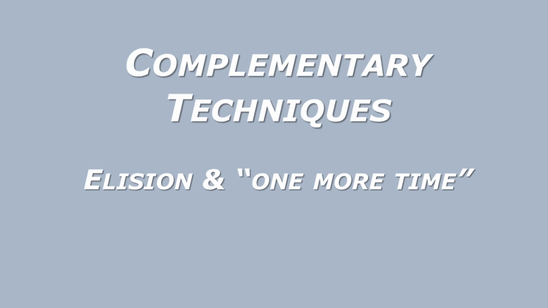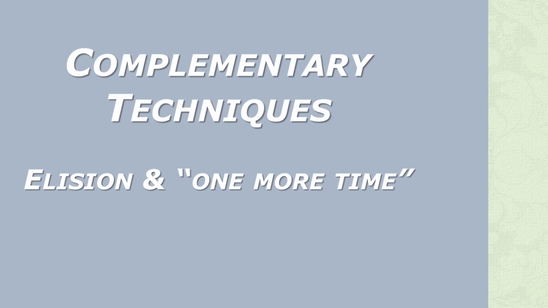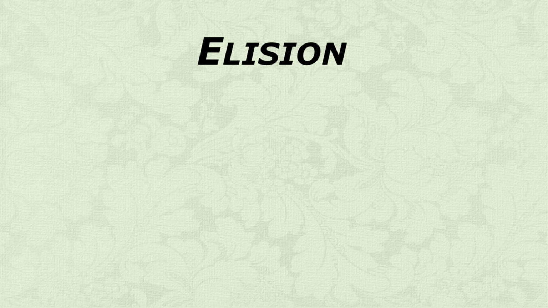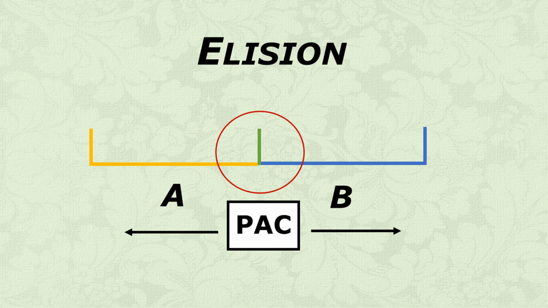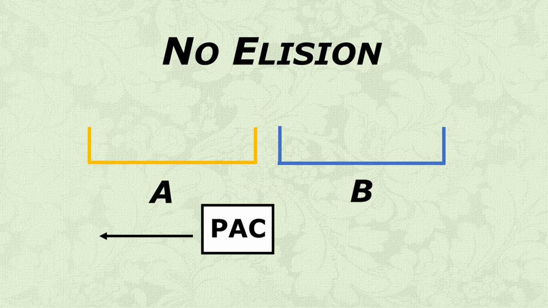Complementary techniques: elision and one more time. Just like in the language, a musical elision occurs when two musical structures merge at some point. In other words, there is a common ground area in between, shared by both structures. In a cadential context, we speak of an elided cadence when its resolution is heard simultaneously as the ending of the first structure and the beginning of the second. In non-elided cadences, on the other hand, the cadential resolution is only heard as ending.